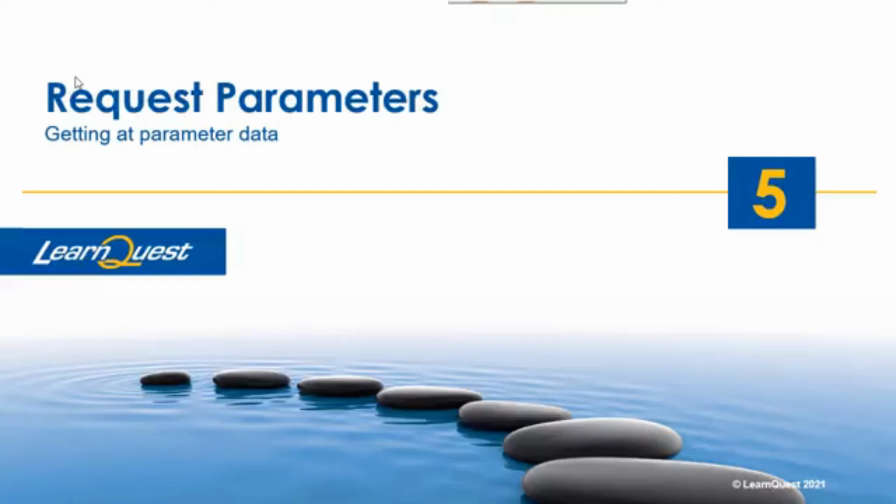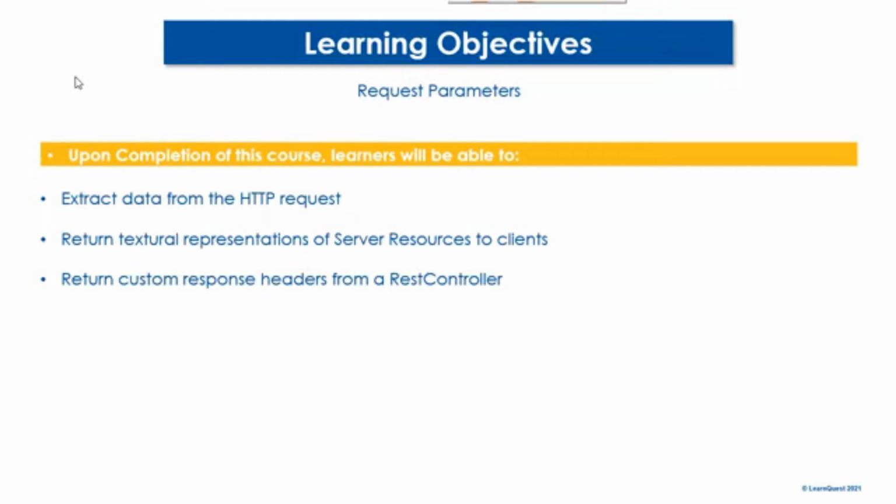Welcome to lesson 5, request parameters, getting at parameter data. Here we will extract data from the HTTP requests coming into our REST controllers. We will return textual representations of server resources to our clients. Our resources are Java objects. They need to be transformed into text. For us, that will be JSON. And we will also have the ability to customize the response with respect to headers by responding with a response entity where we can add our own custom headers.